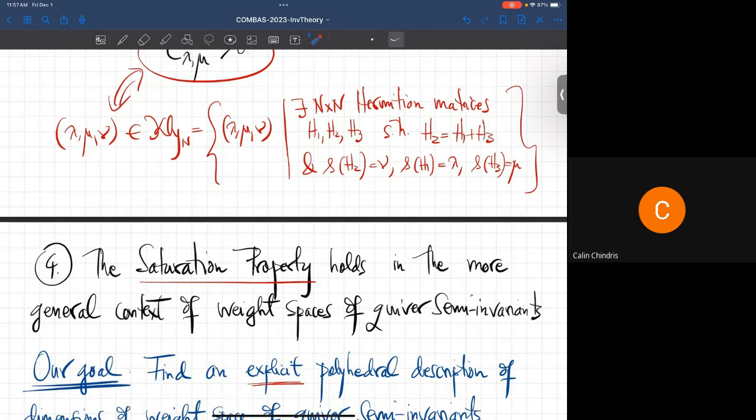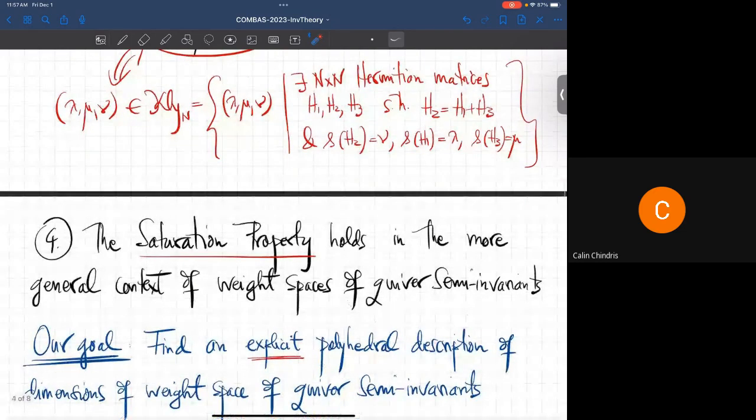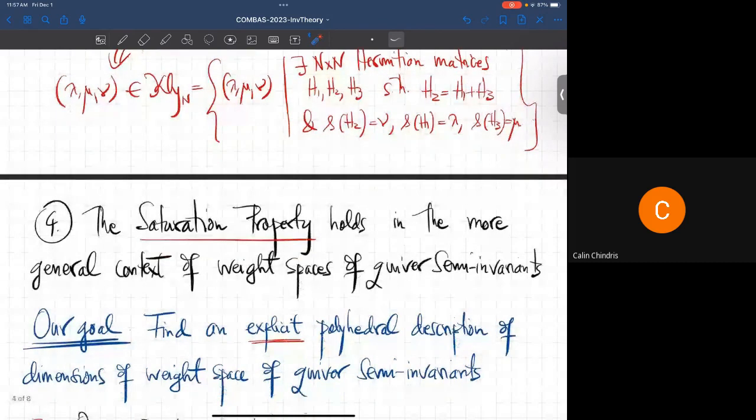And their proof relies on what's known as the first fundamental theorem for quiver semi-invariants. And this first fundamental theorem in the quiver context was proved by Domokos and Zubkov, and Derksen and Weyman, and more or less at the same time by Schofield and Van den Bergh.